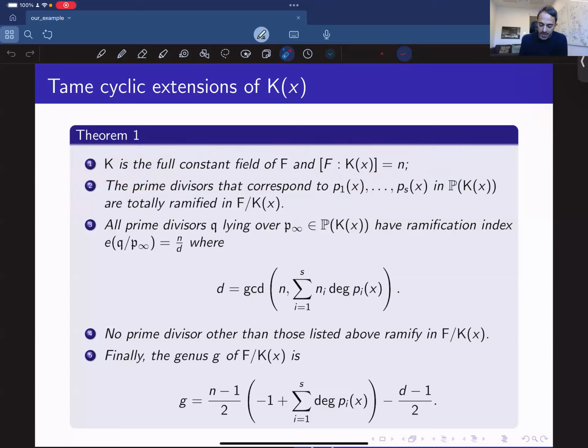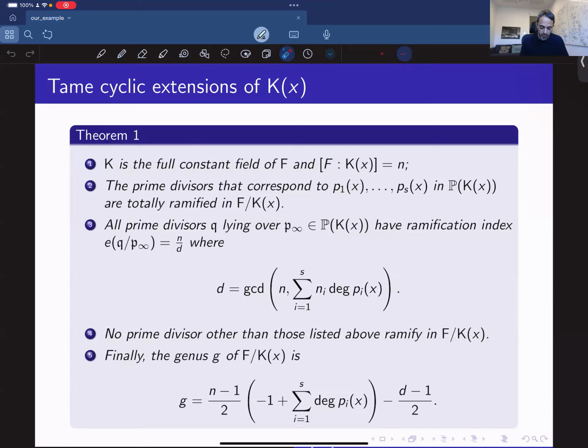And it tells you exactly what the prime divisors lying above the irreducible polynomials in the defining equation are, and they are totally ramified. It talks about the divisors above infinity. Here the situation depends on the GCD of n and the degree of the right-hand side, the rational function in the defining equation.